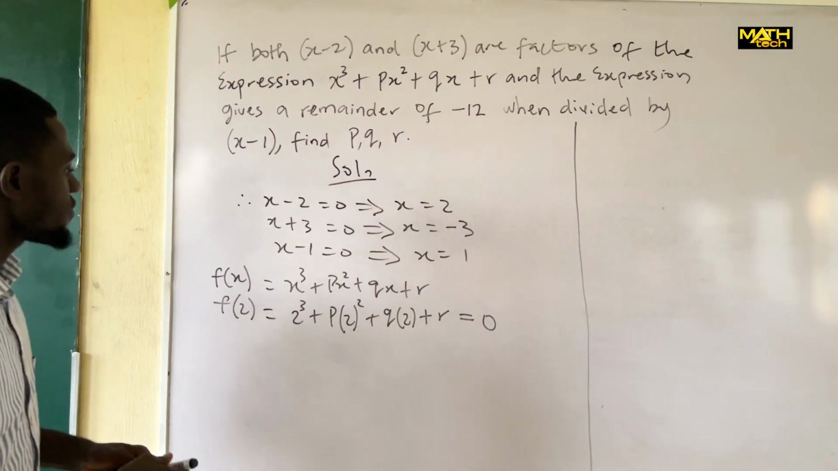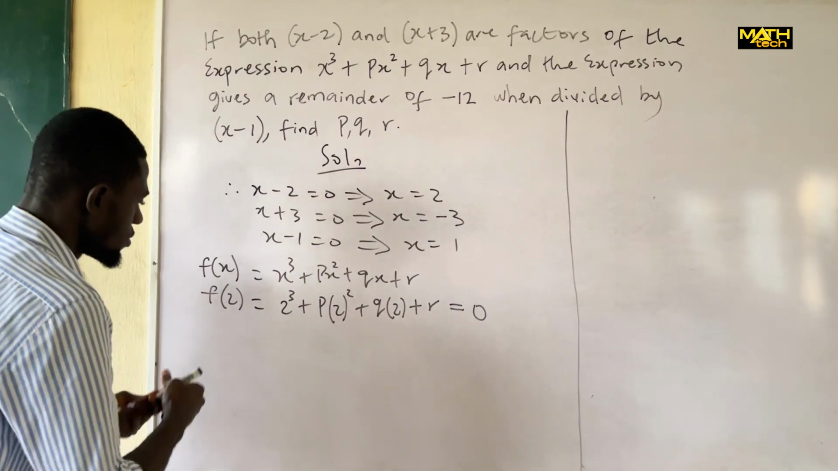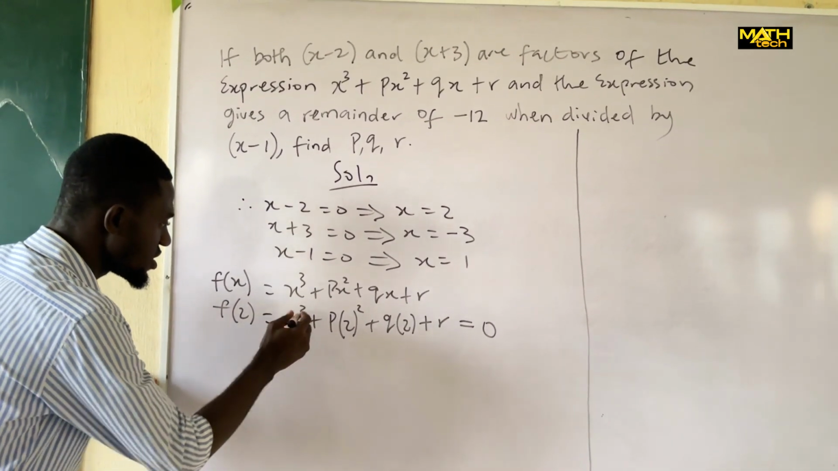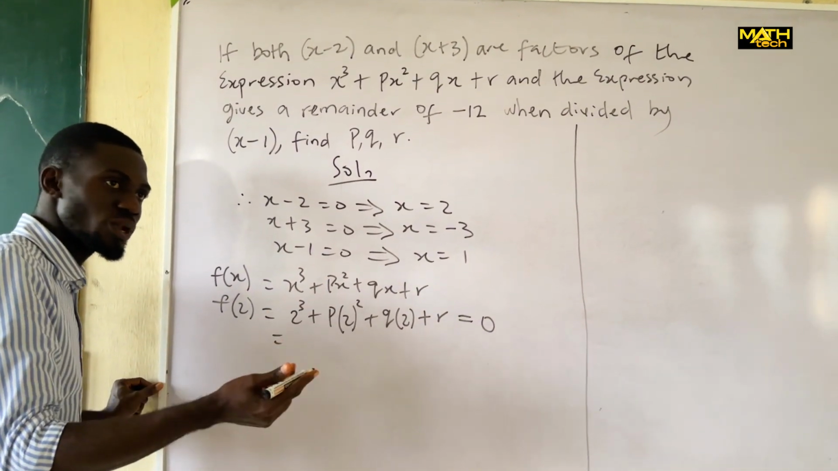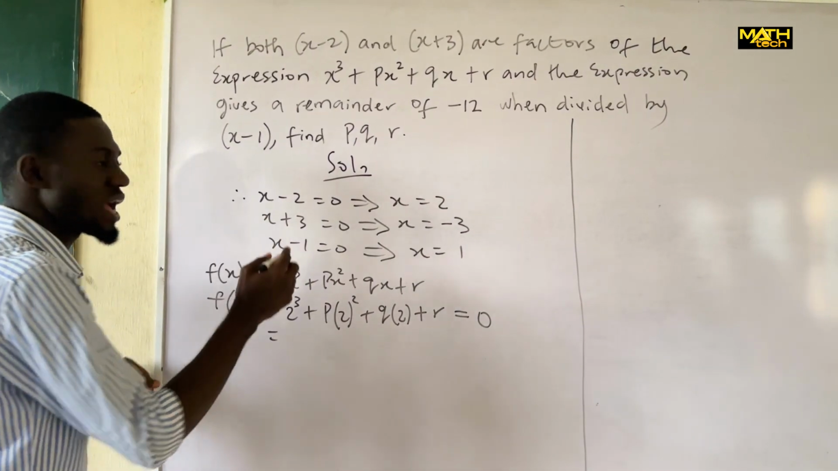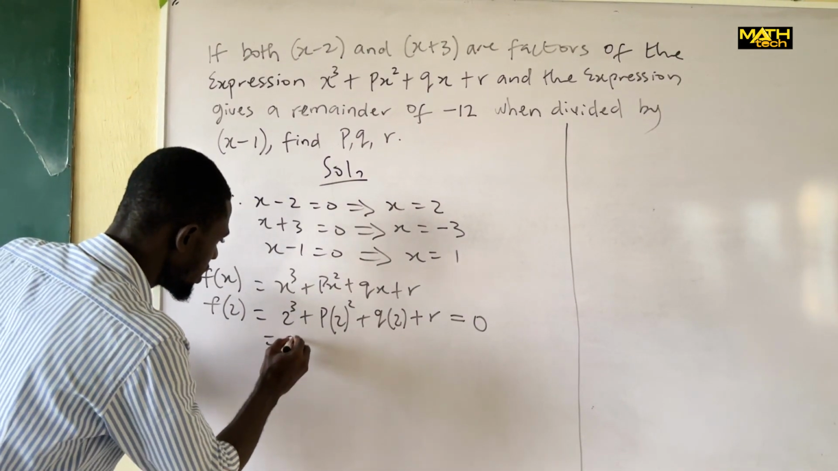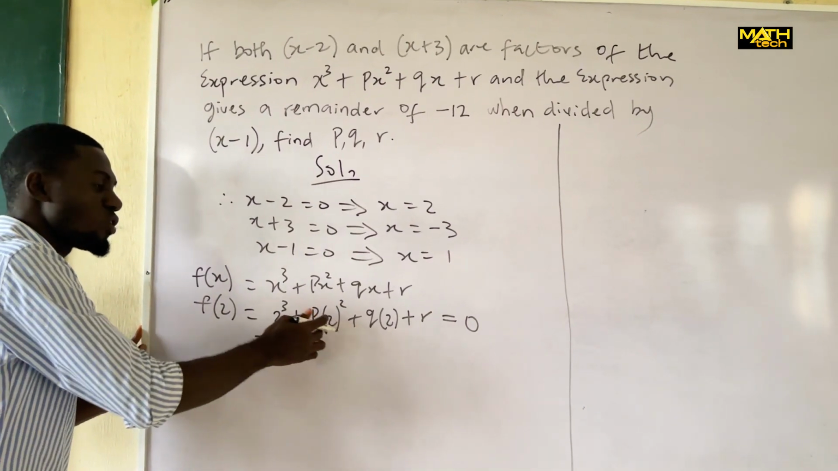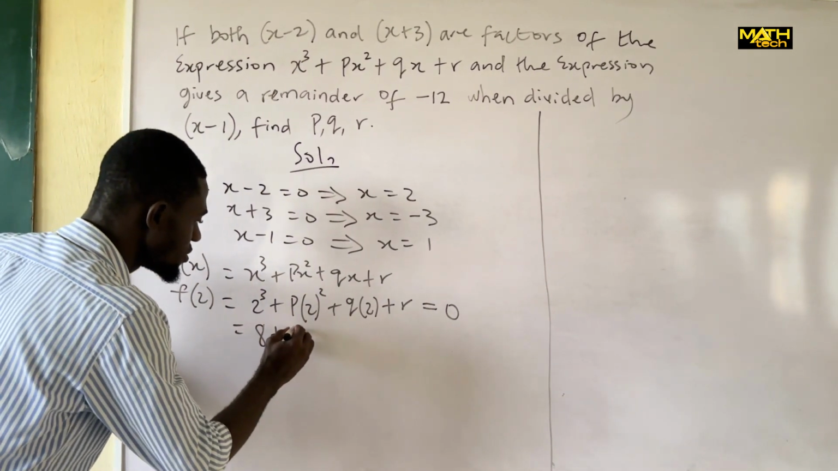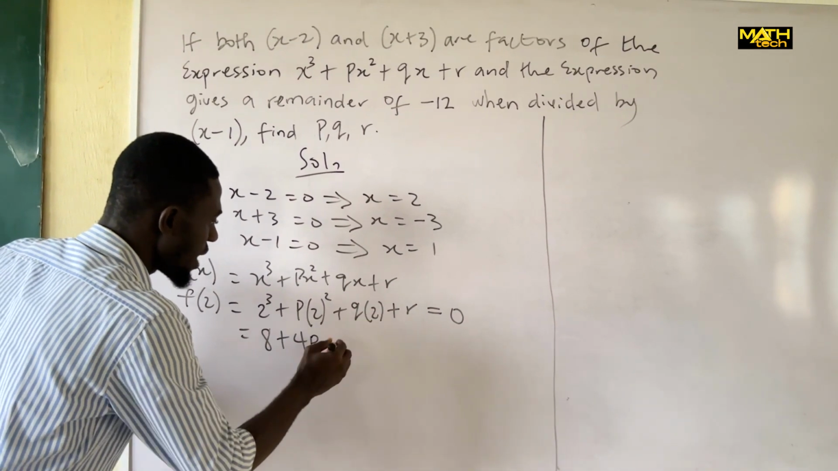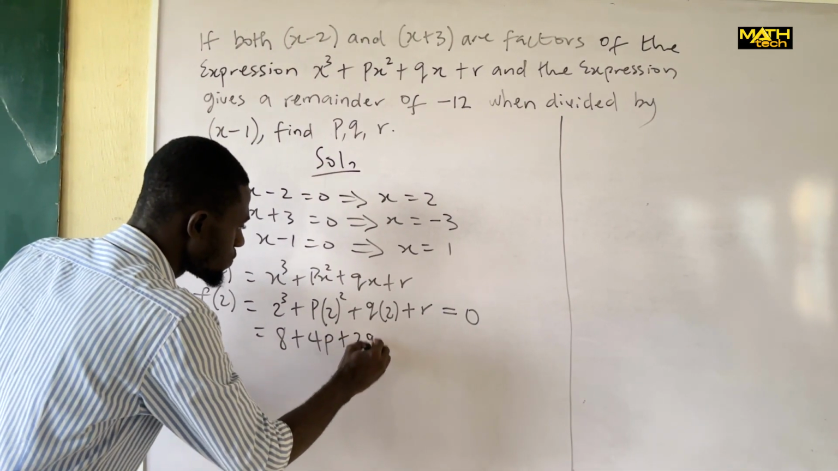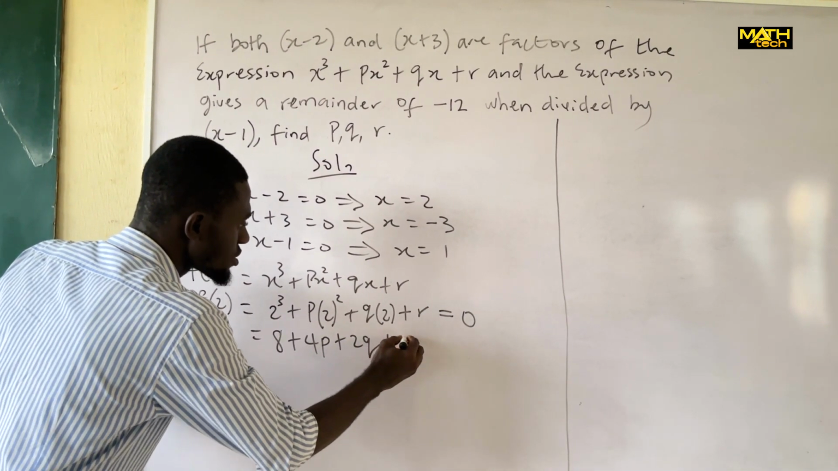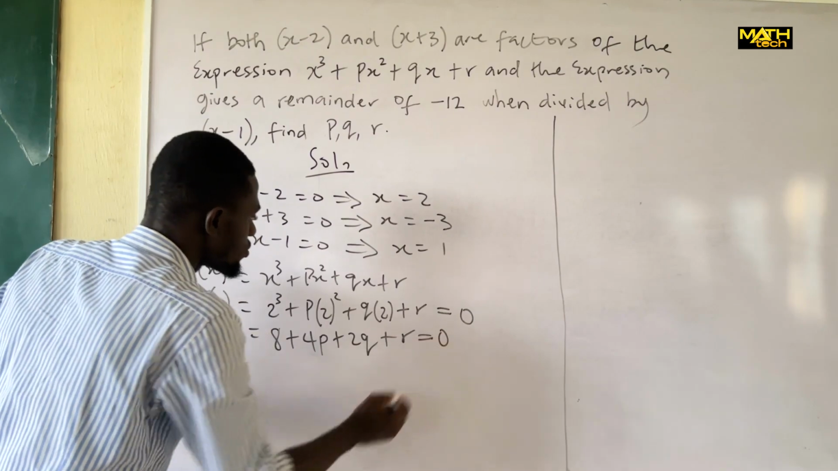So we keep solving. Let's simplify everything. 2 raised to the power 3, we learned it in our math series, that is 2 times 2 times 2 to give us 8, plus 2 raised to the power 2 is 4. 4 times p will give us 4p. q times 2 will give us 2q. And plus r equal to 0.